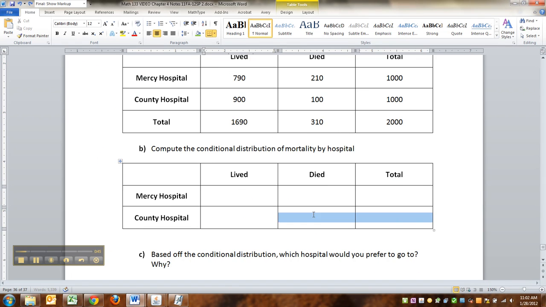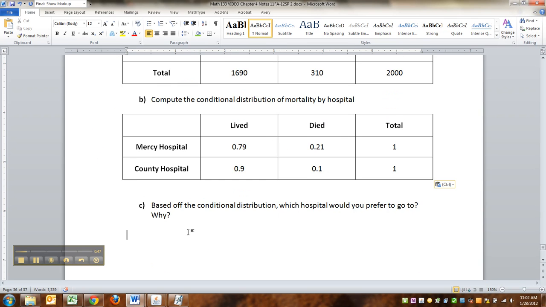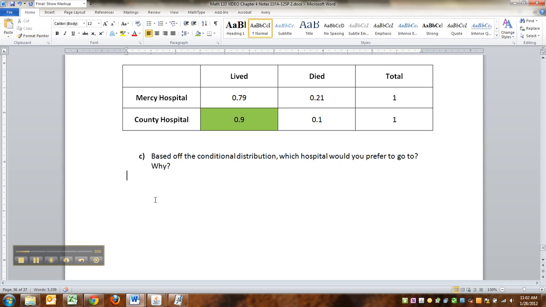Okay, so based on this conditional distribution, which hospital would you prefer to go to and why? Well, I think it's rather obvious. You'd prefer to go to County Hospital because 90% of the patients live at that hospital, whereas only 79% live at Mercy.